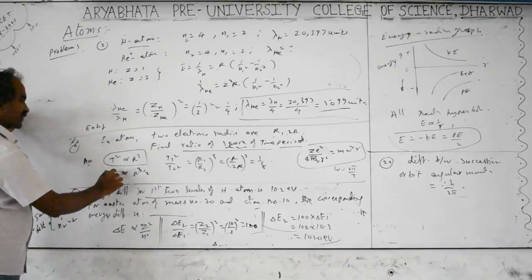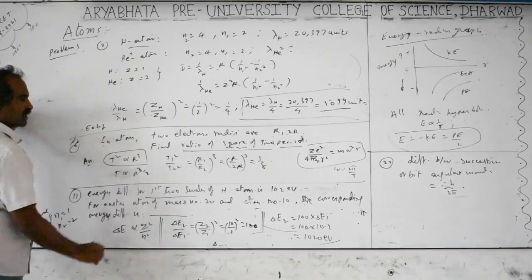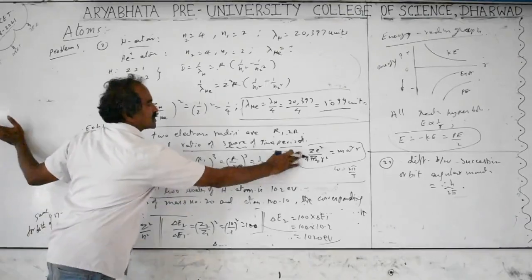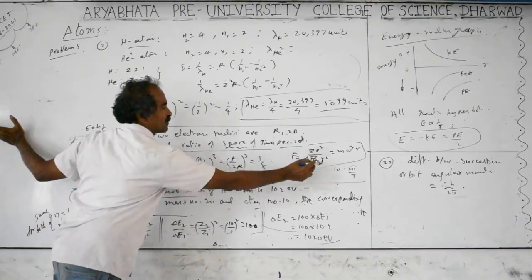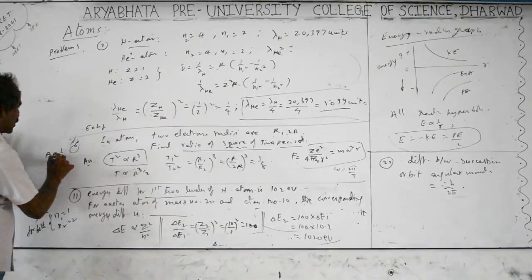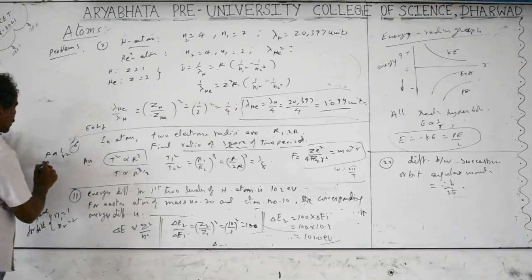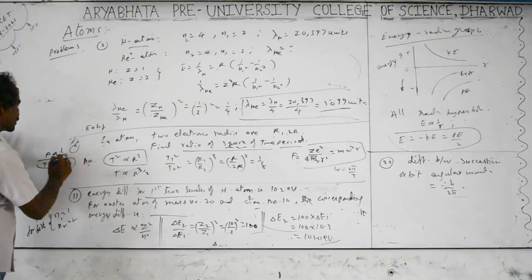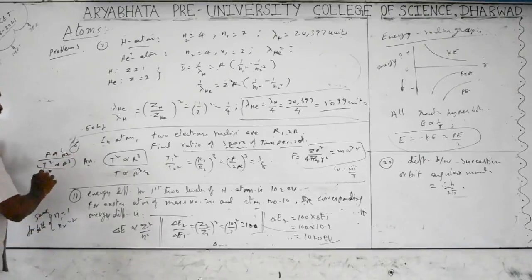Another thing is for the Coulomb inverse square law. When you take the Coulomb inverse square law, the Coulomb force is inversely proportional to r square. So when you take F inversely proportional to r square, what you get is T square proportional to r cube. In the case of Coulomb's inverse square law, T square is proportional to r cube.